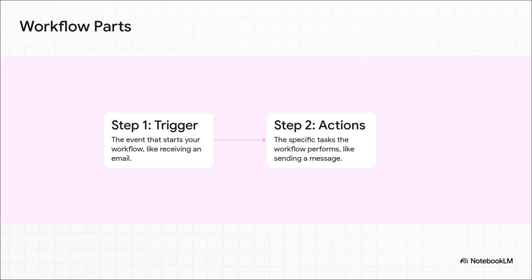And every single workflow you build, big or small, has two basic parts. First, you've got a trigger. Think of this like the starting gun. It's the one event that kicks the whole process off. It could be a new email, a filled-out form, or just a specific time, like every Monday at 9 a.m. Then you have the actions. That's the domino effect, the sequence of tasks that happens right after the trigger.